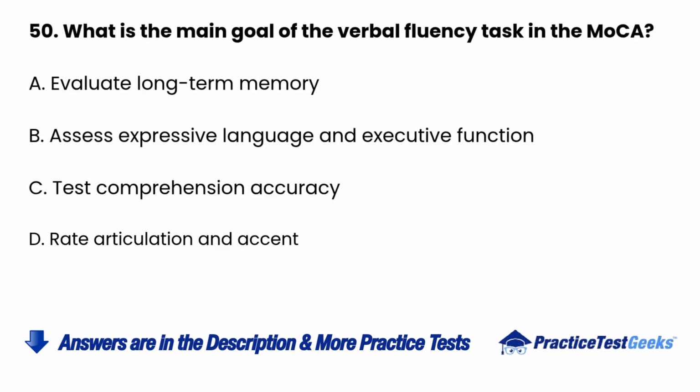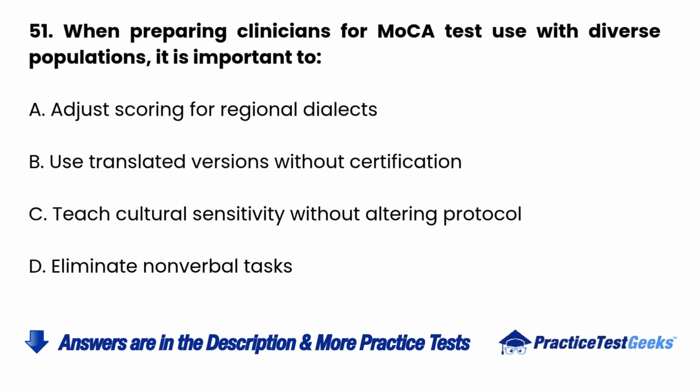50. What is the main goal of the verbal fluency task in the MoCA? A. Evaluate long-term memory. B. Assess expressive language and executive function. C. Test comprehension accuracy. D. Rate articulation and accent.